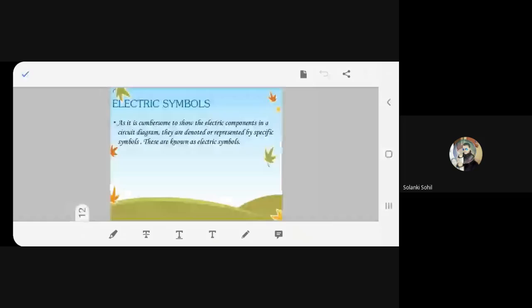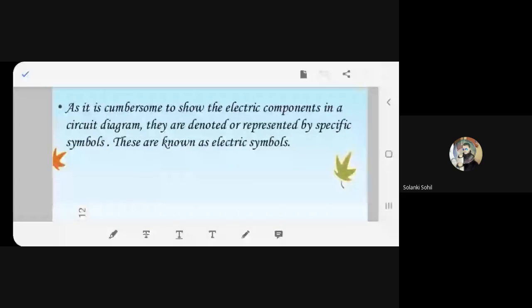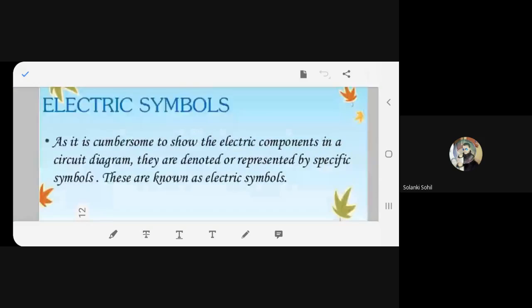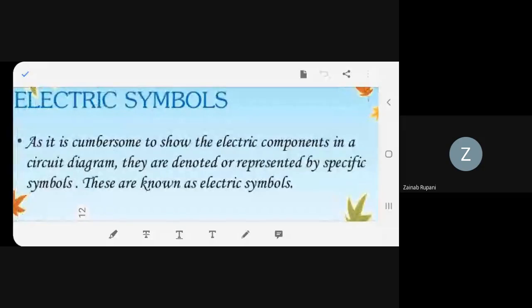Now we say that in an electrical circuit we cannot write battery, wires, bulb, conducting wires, big words. So instead we will be writing symbols. What are we going to do? We are going to denote it by symbols. Please go through it. Electric symbols. Can I read? Yes, beta. Who is it? Almas. Zainab, is it okay if Almas takes on? Yes, ma'am. Okay. Thank you, beta.